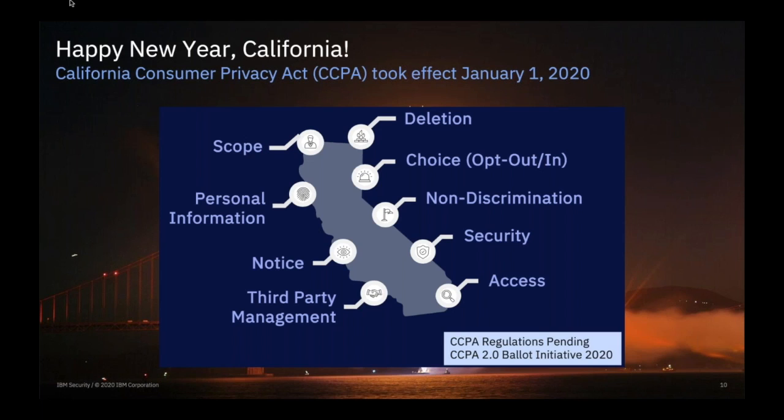In the case of CCPA, what's your notice strategy? There's going to be information for California and non-California residents. It's going to have to be online and in physical locations. They also have the choice to opt out. So where are you going to put that do not sell choice? How are you handling that?